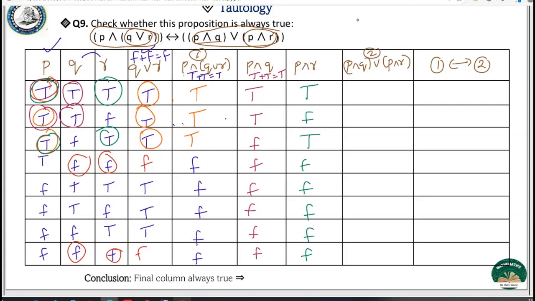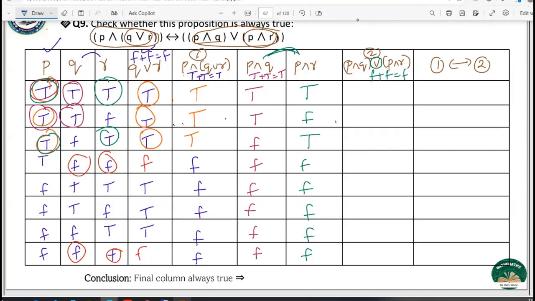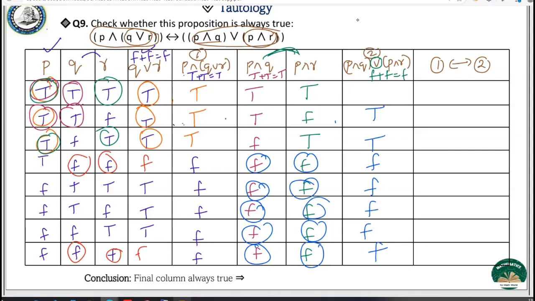Now we have to check for these two columns. We have P and Q or P and R. So the OR condition we have to check. OR means F or F is F. We'll just check it for the next one. It is F and F, it is F. Then here also we have F and F, it is F. Then F and F, it is F. F and F, it is F. F and F, it is F. The remaining will be T.